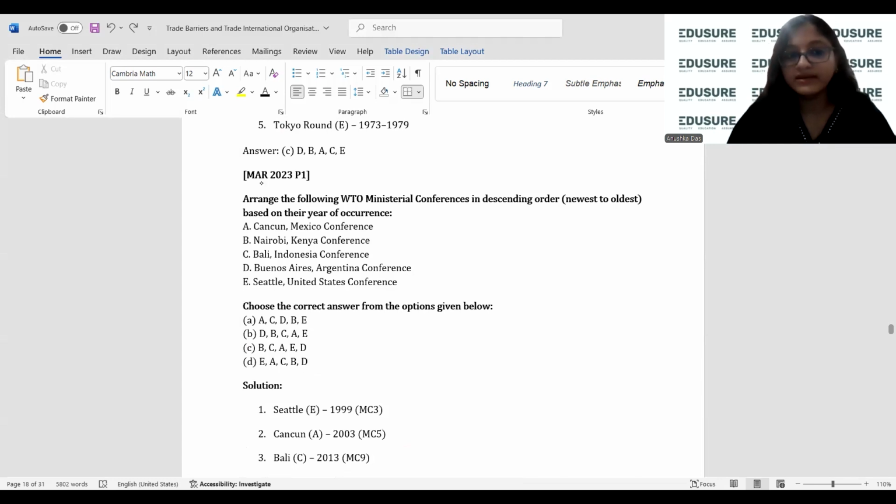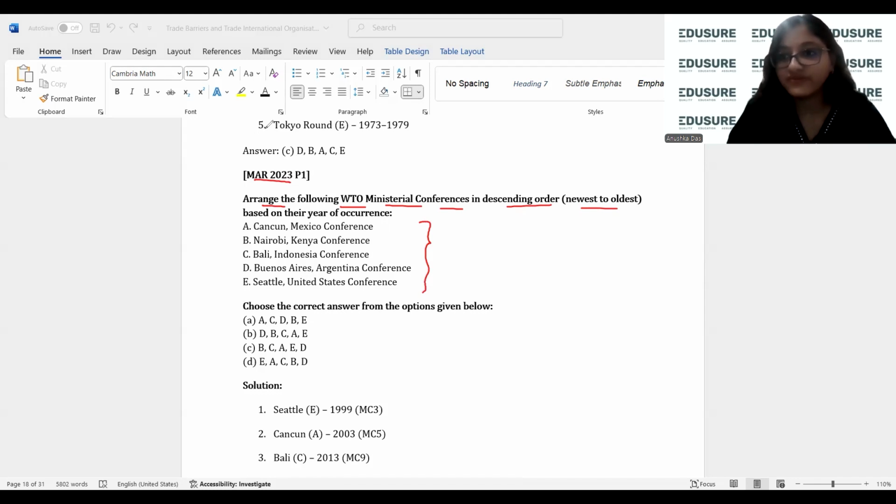Again, a recent question. March 2023 paper 1. Arrange the following WTO ministerial conferences in descending order, newest to oldest. Again, you are given certain conferences. Again, this comes from the second list that I have given you. These are all recent ministerial conferences.